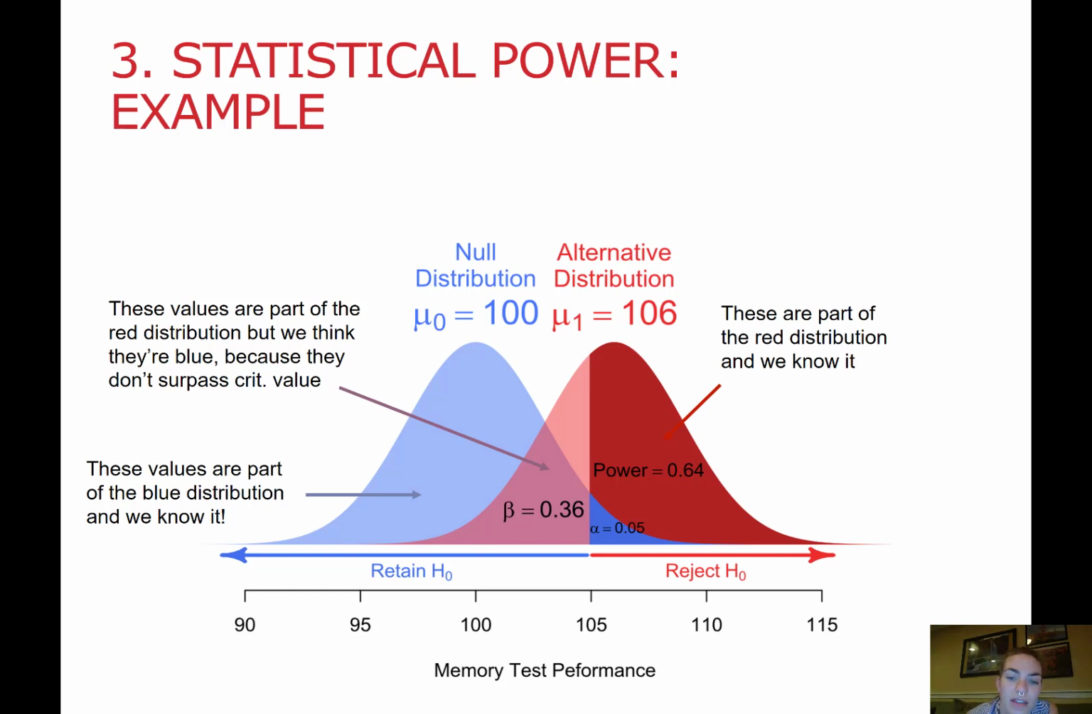And let me just show you where that is. There's this critical value right here in the comparison distribution. You can see 5%, because the alpha level is 0.05. In this shaded area, 5% of scores fall on the blue distribution. So there are some people in the red distribution that we will mistake for the blue distribution because they aren't different enough from the blue distribution mean that they fall past our critical value.